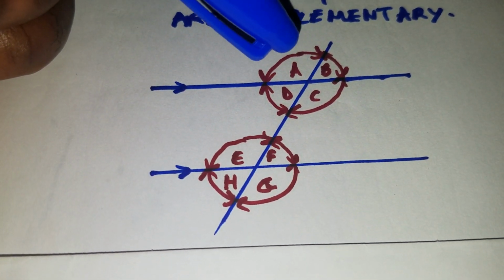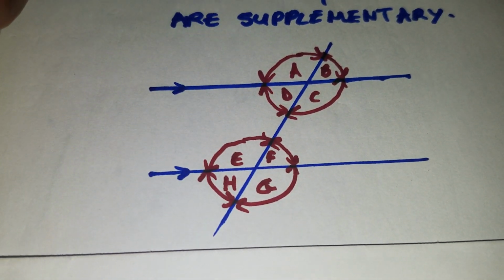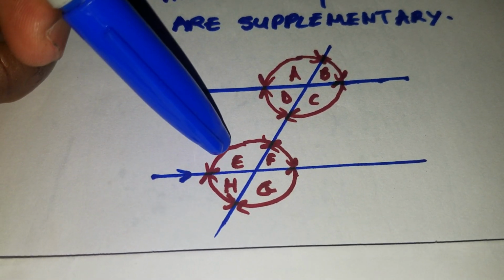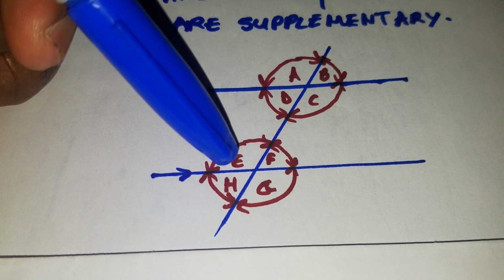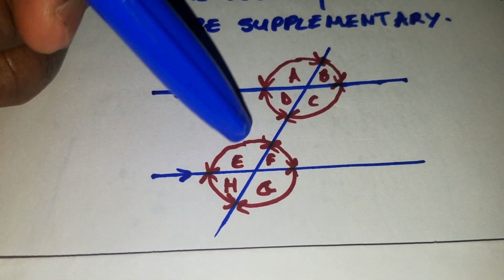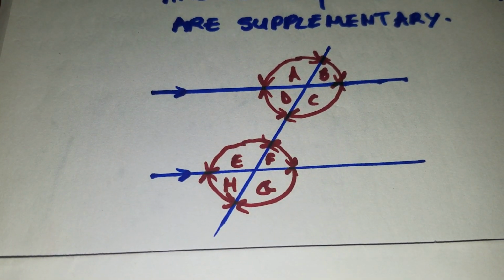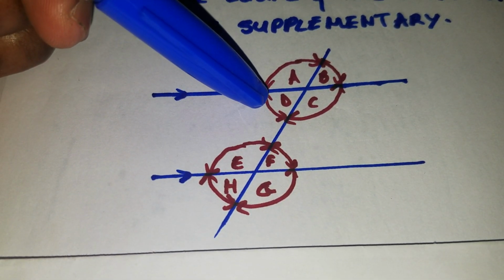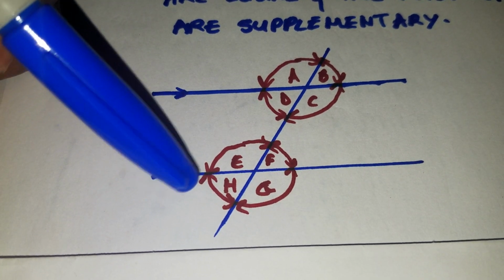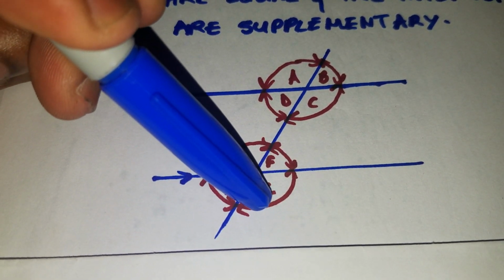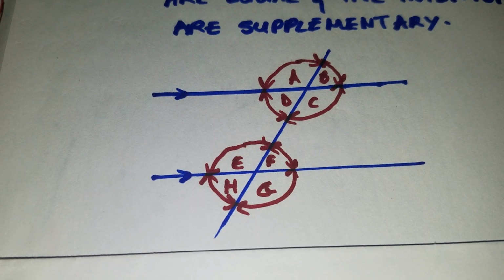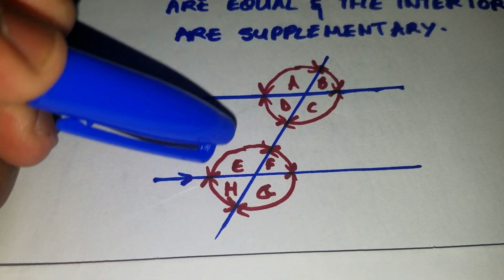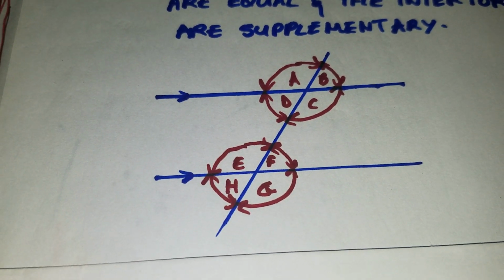So corresponding angles are angles that are in the same position on the other side. So A is in this position here. E is in the same position that A is in, but on this side. So A and E would be corresponding. B and F would be corresponding. D and H would be corresponding. And C and G would be corresponding angles. So all angles that correspond must be equal to each other. So therefore, A must be equal to E, whatever that value is.